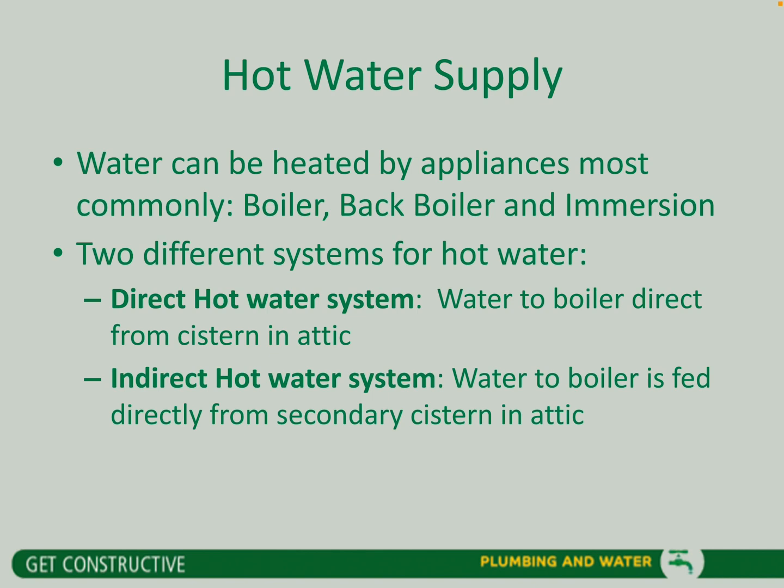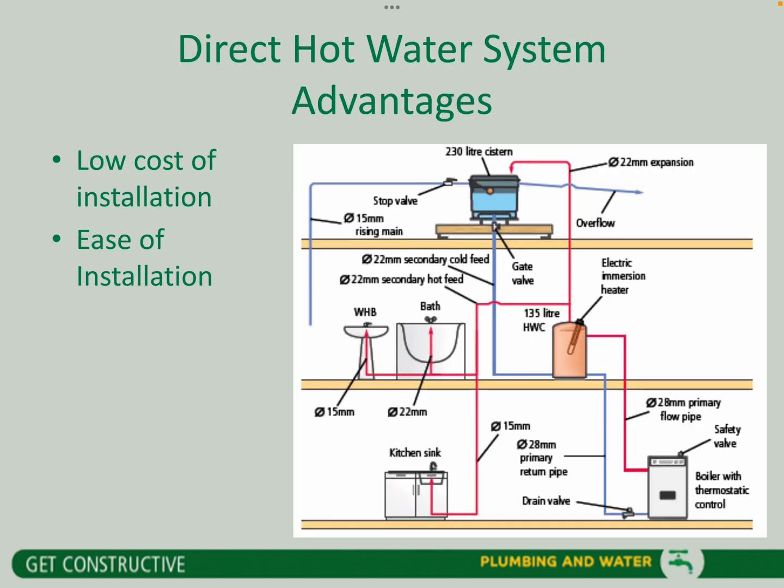So basically what this means is you have hot water coming into the boiler, direct from the cistern in the attic, and in the indirect system, you have a secondary cistern. This means you have a constant supply of water. There's advantages and disadvantages for both again. Now, the direct hot water system looks like this here on screen.